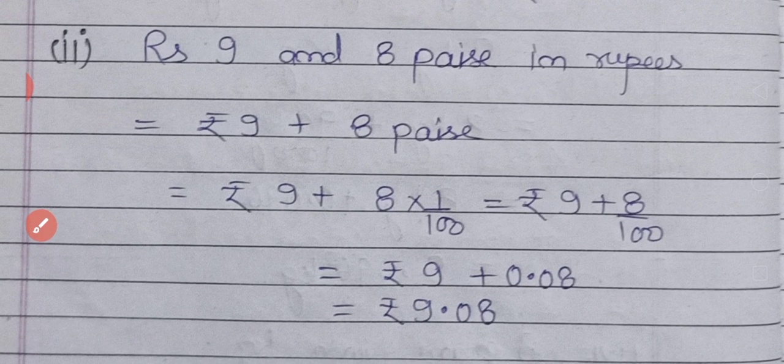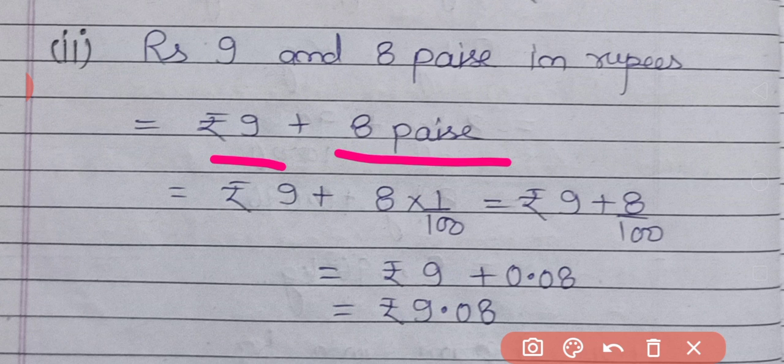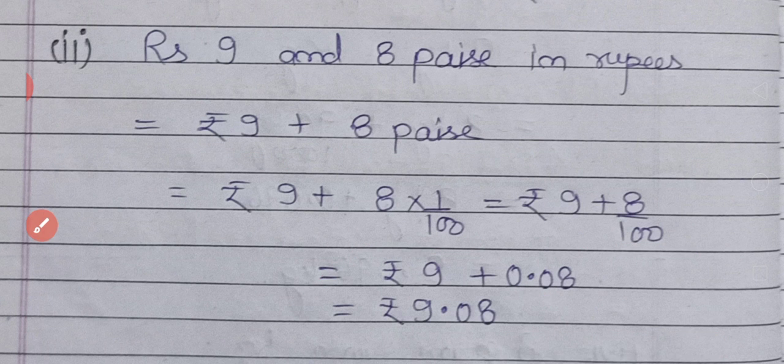Next question, it has given 9 rupees and 8 paise. In the same way, rupees 9 plus 8 paise. So as I have told you, 1 paise is equal to 1 upon 100 rupees. So 8 paise is equal to 8 multiplied with 1 upon 100. So it became changed into rupees 9 plus 8 upon 100. So 8 upon 100 became changed into 0.08. Now it became 9.08.